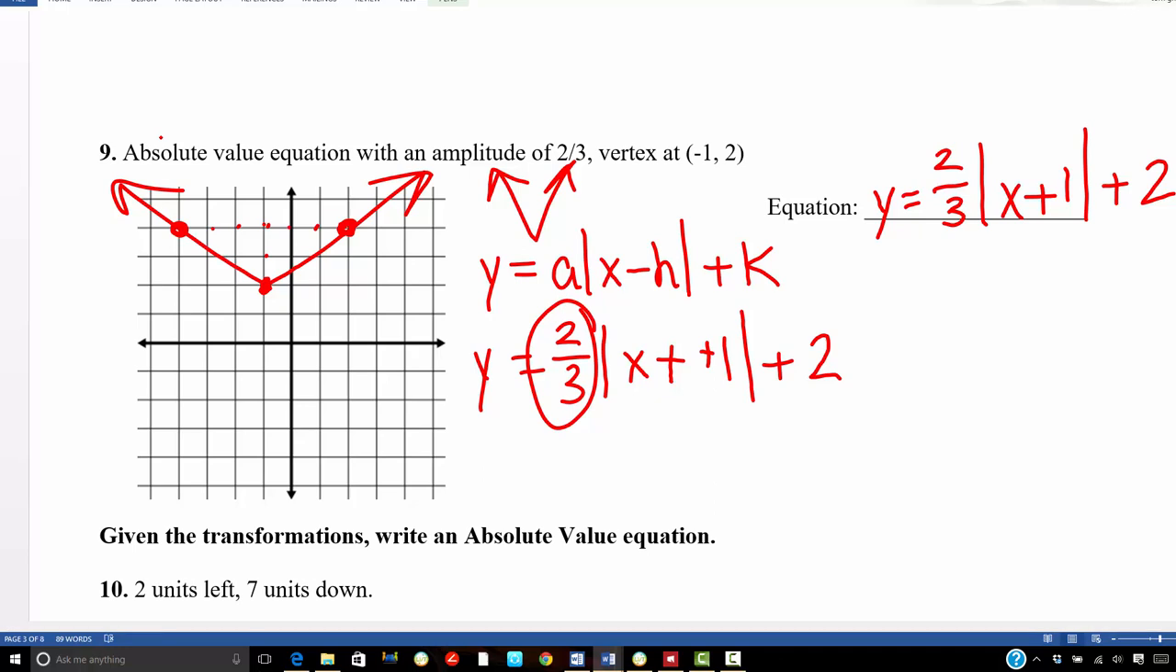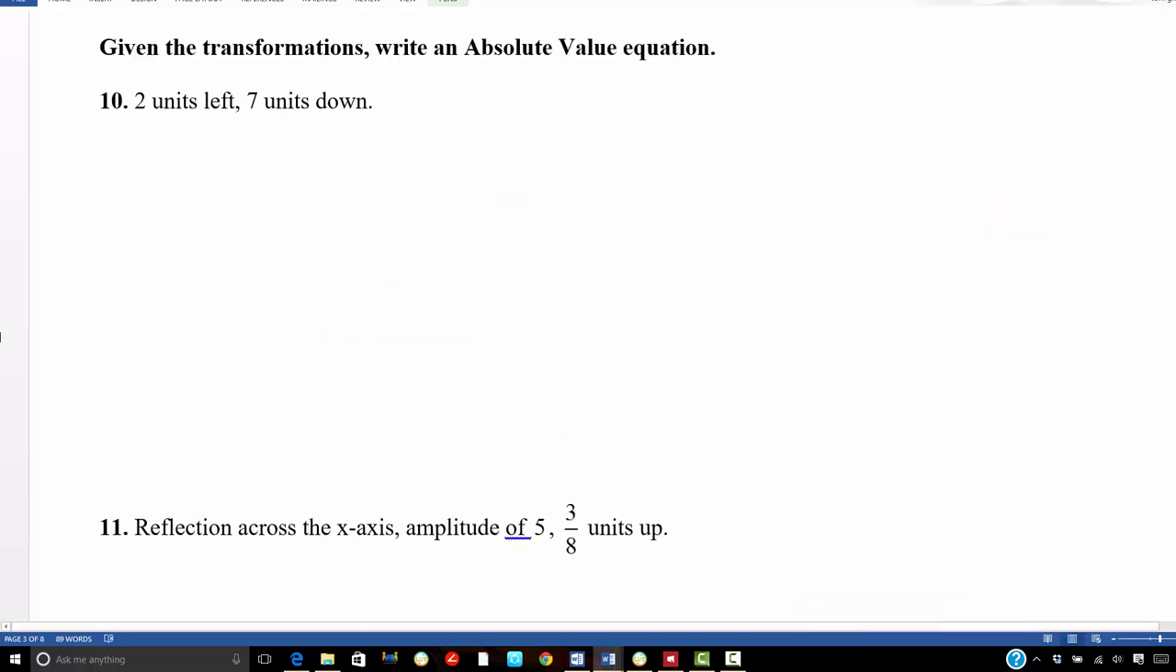So given the transformations, write an absolute value equation. It is helpful for some people to draw a graph so they can visually see this. A lot of us are visual learners. So this is saying the graph has been shifted 2 units left from the origin. So we start right in the middle. We're going to go 2 units to the left, and we're going to go 7 units down. So that's that point right there.